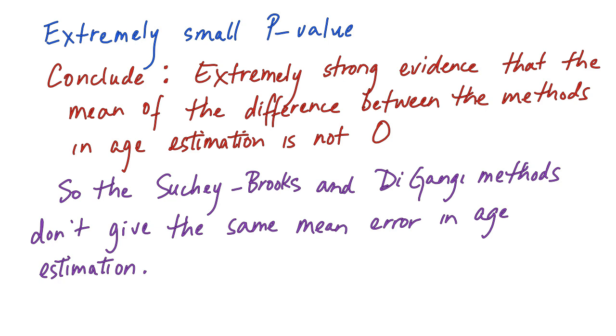Of course, this is an observational study, not an experiment, so we need to be careful not to overstate our conclusions. We can't say anything that implies cause and effect. But we can say that for the set of skeletons that are being examined here, there is strong evidence that the mean error in age estimation is not the same between the two methods.